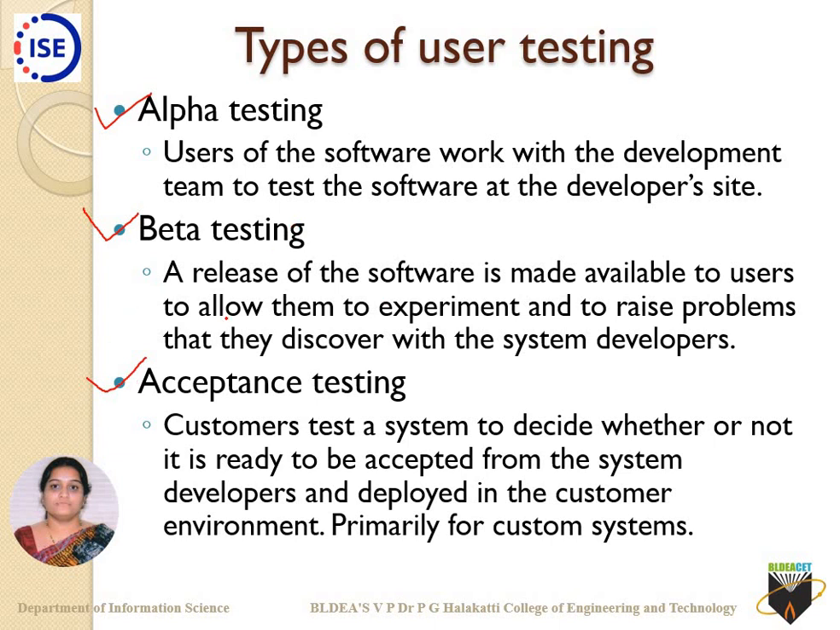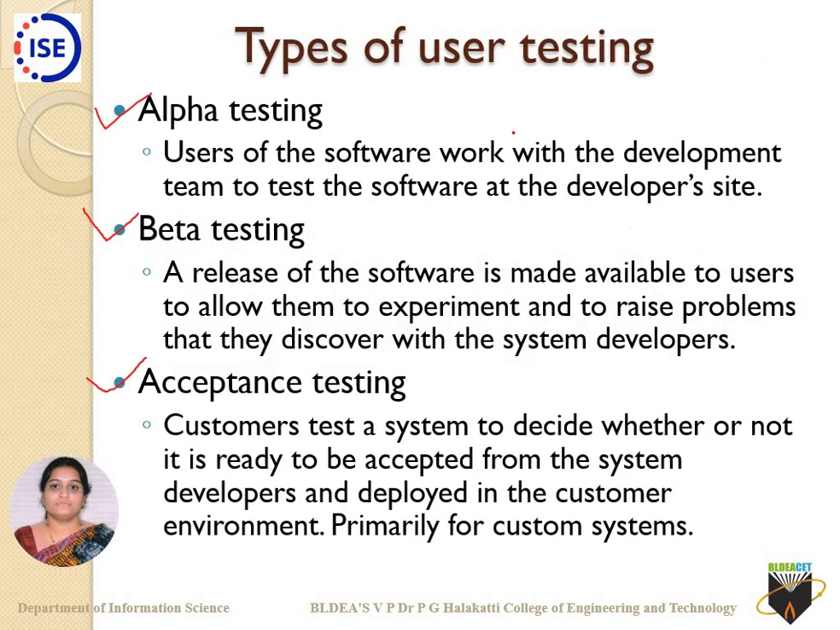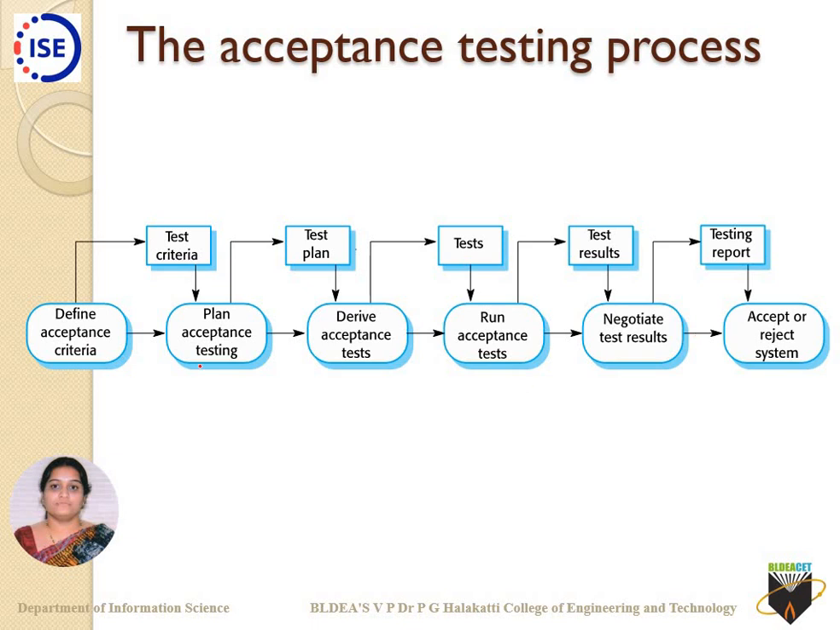The third one is acceptance testing, where customers test a system to decide whether or not it is ready to be accepted from the system developers and deployed in the customer environment. It is primarily used for custom systems. Acceptance testing includes these steps: you define the acceptance criteria, plan the acceptance testing, derive the acceptance tests, run these acceptance tests, then negotiate the test results, and accept or reject the system.